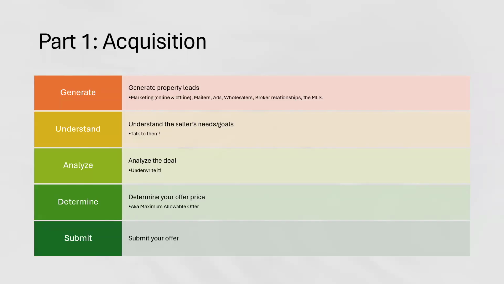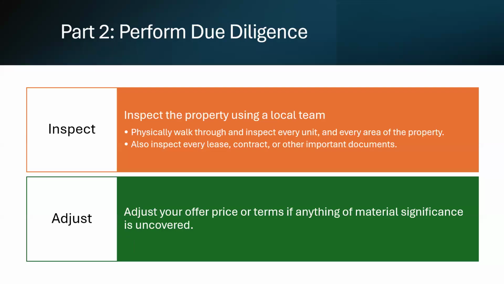And like I said, that maximum allowable offer is what it's called whenever you determine the amount that you can pay for this to actually become a deal. Once you've got that figured out, the last step in this part is to submit the offer and see what the seller says. Assuming that offer gets accepted, then you move into part two, which is performing the due diligence.